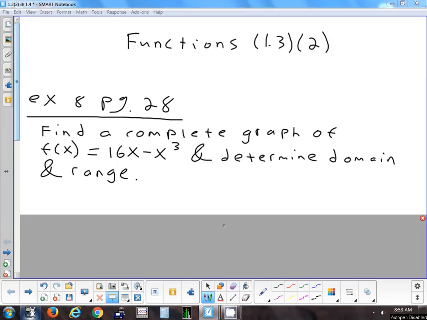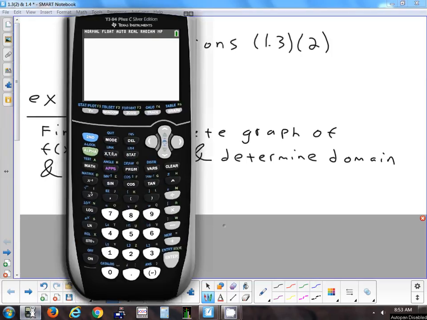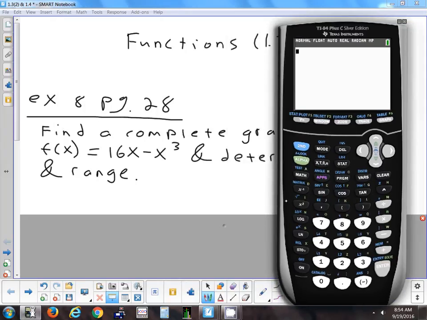All right, so anybody remind me on the calculator, how do I get to the screen where I can type in a graph? Hannah? Hit the y equals. Yep, hit y equals. And now I'm going to type in exactly what I see here. 16x minus x cubed.